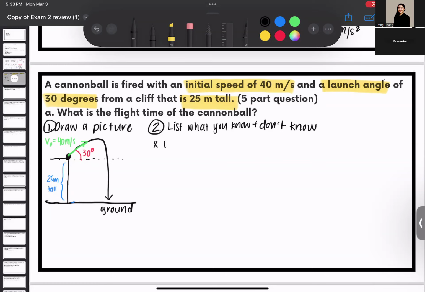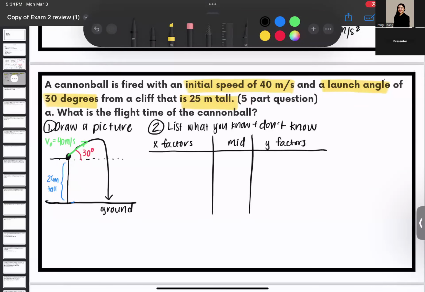So I'm going to list what I know in terms of the X factors. I'm going to list what I know in terms of what I call the mid factors. These are the factors that are the same whether you're talking about up and down or left and right, right? This is your time. That's always going to stay the same. And so X, your mid, your Y.